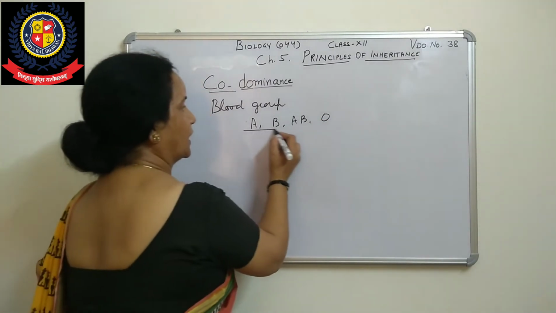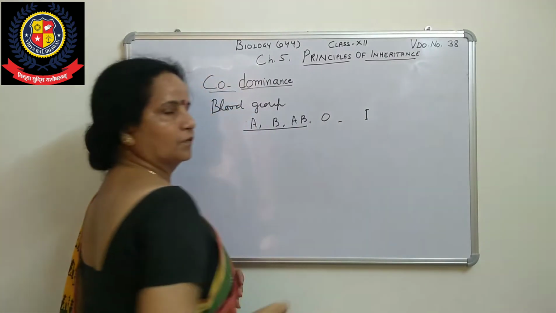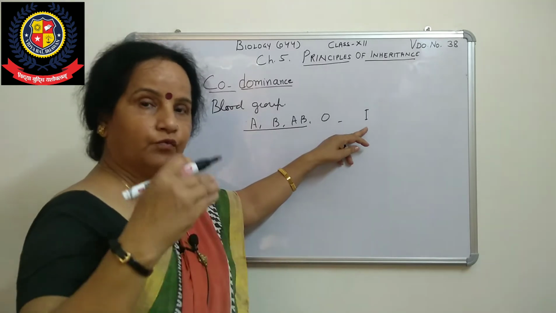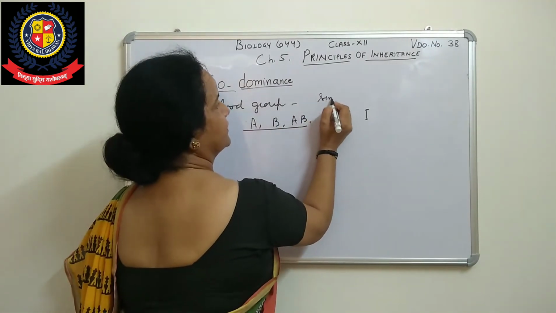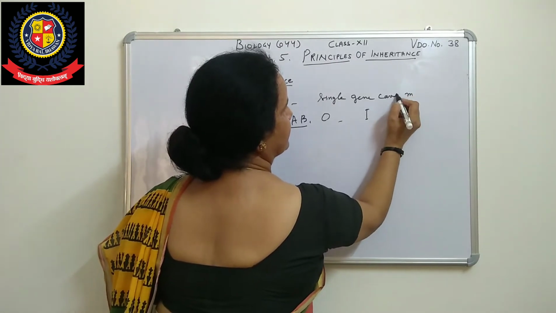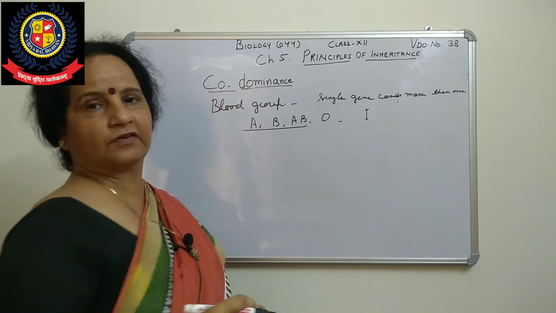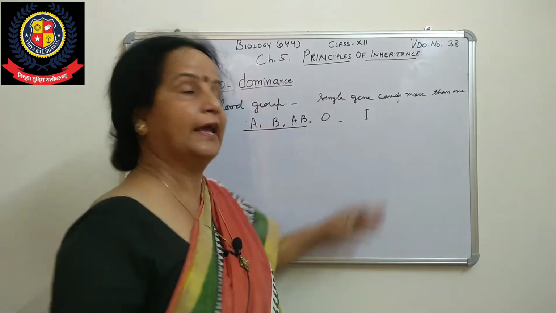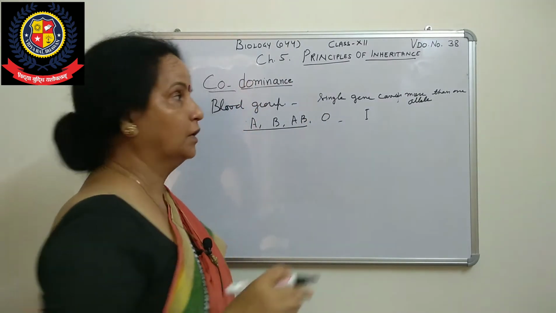Now these blood groups are controlled by one gene, that is called I. When a single gene carries more than one allele, we have seen that tallness is controlled by one factor and shortness by another factor, but here a single gene carries more than one allele. That is called multiple allelism.